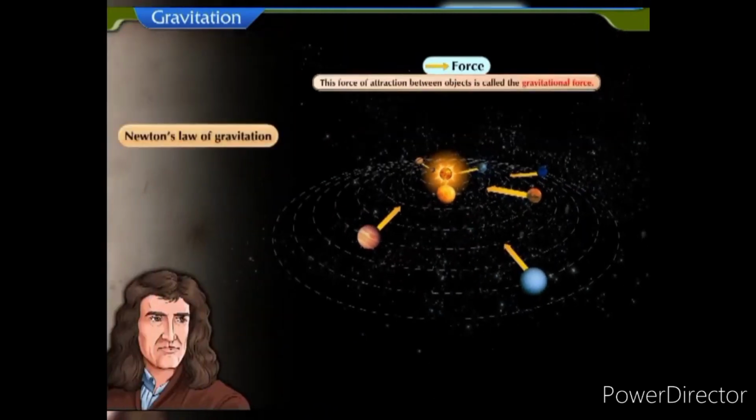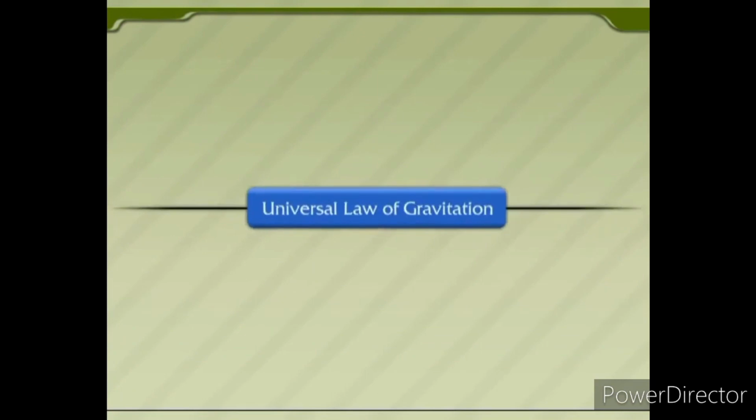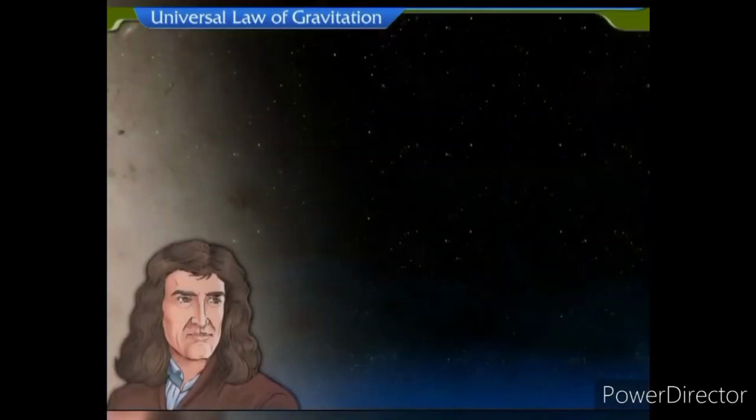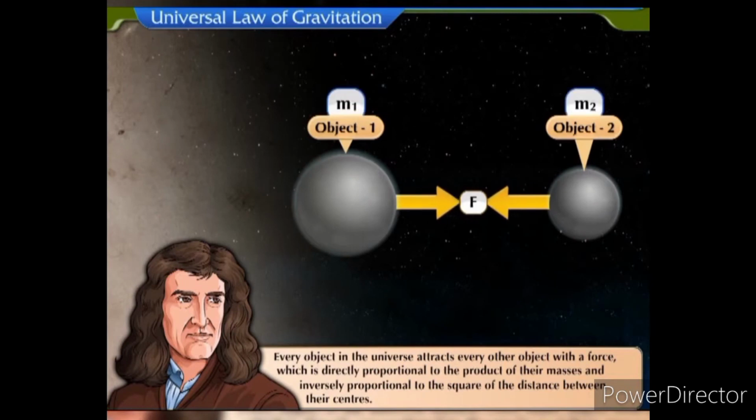Newton's law of gravitation is also known as the universal law of gravitation. According to Newton, every object in the universe attracts every other object with a force which is directly proportional to the product of their masses and inversely proportional to the square of the distance between their centers.